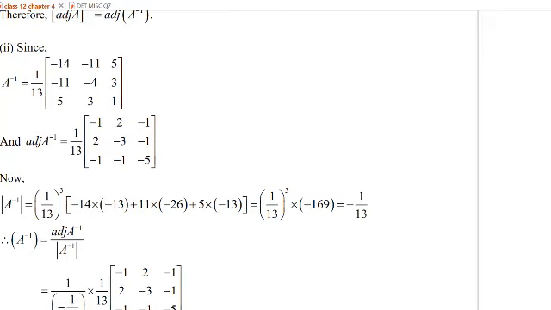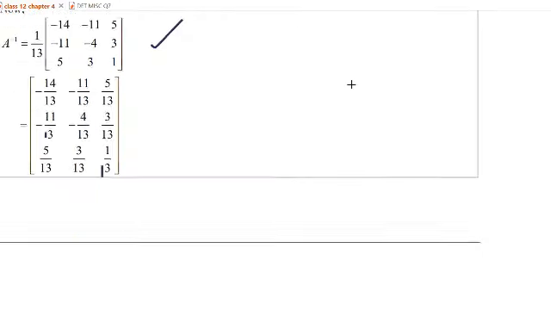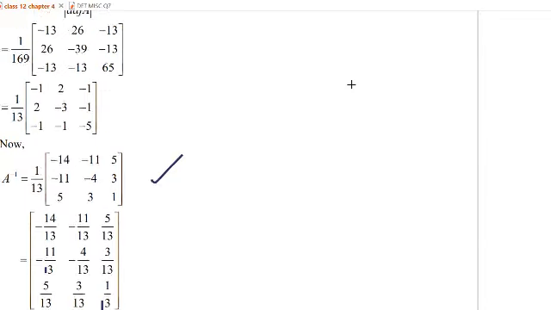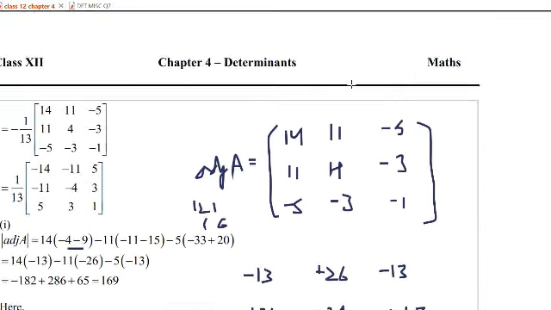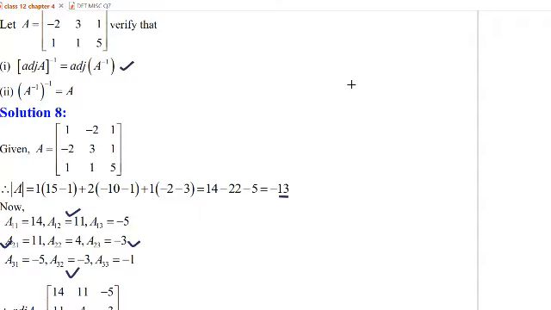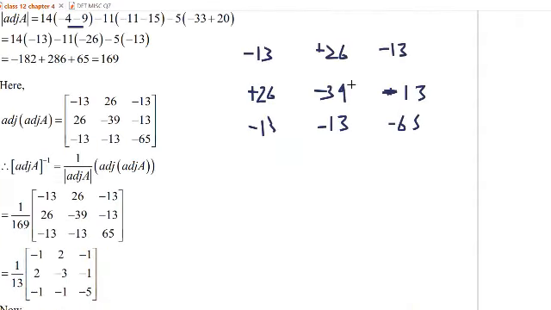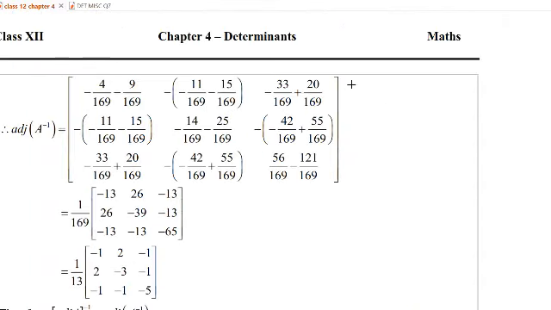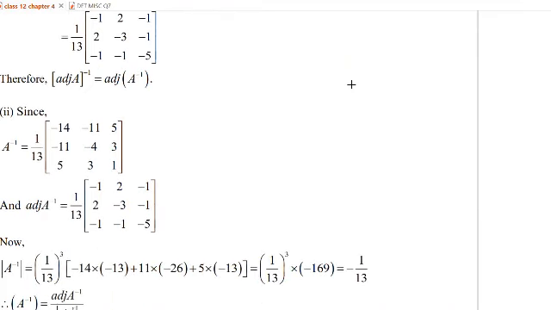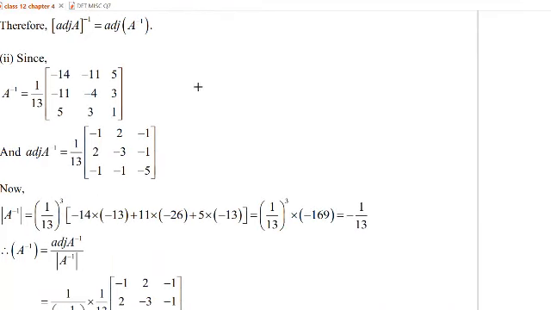The next thing, what is the next part? Let us see. Such a long question it is. Second part, A inverse inverse we need to find. So again we'll find inverse of A inverse. Okay. So A inverse is this. We already have seen this. Now I'll find its determinant. Right. So simply cube of 1 by 13.